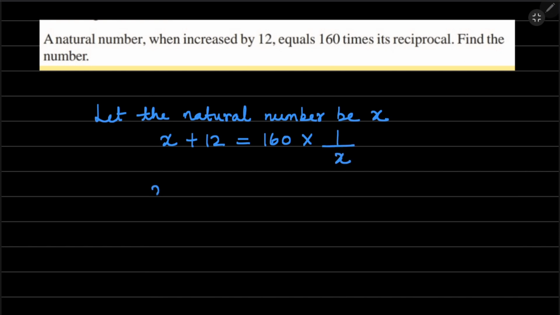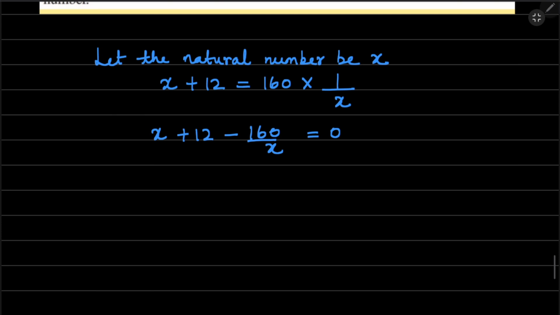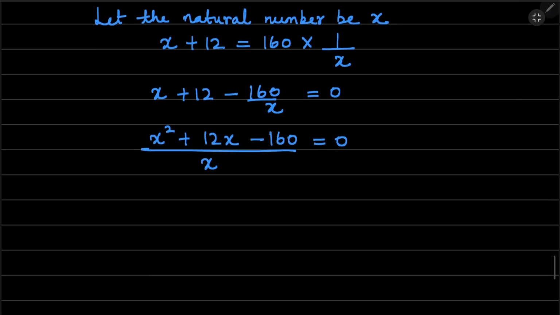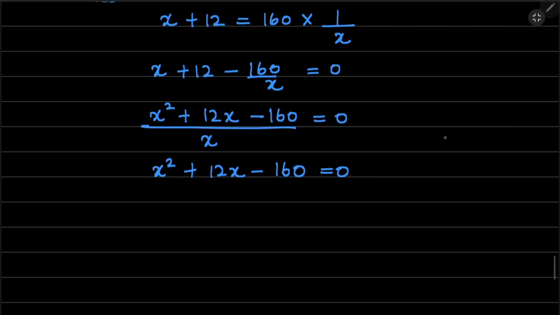Now let's solve it. So you have x plus 12 minus 160 by x is equal to 0. Let's take the LCM. You have x as the LCM. So the first term would be x square plus 12x minus 160 is equal to 0. So when you cross multiply x into 0, you will get 0. And the quadratic that we are getting is x square plus 12x minus 160 equal to 0. Let's do the middle term split. You have the sum and the product. Sum is plus 12, product is minus 160.